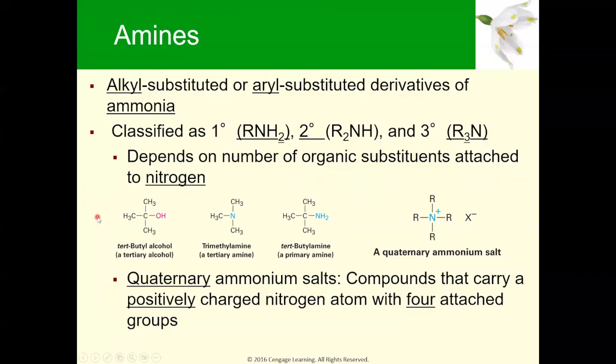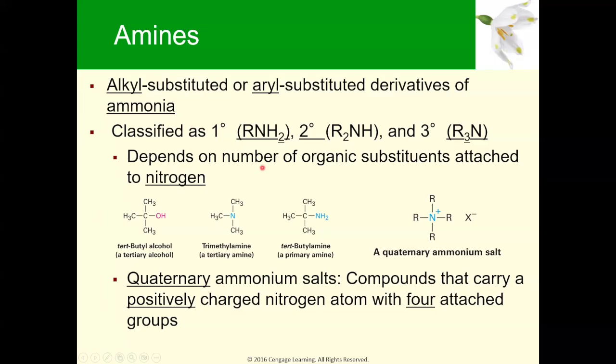So let's talk about amines. What are they? Well, they are derivatives of ammonia. Just like alcohols and ethers were kind of like a water molecule, instead of HOH, it could be an ROH for an alcohol or an ROR for an ether, we can do something similar with amines. We can substitute hydrogens with carbon groups: alkyl groups, acetyl groups, whatever, aryl groups. So they are alkyl-substituted or aryl-substituted derivatives of ammonia.